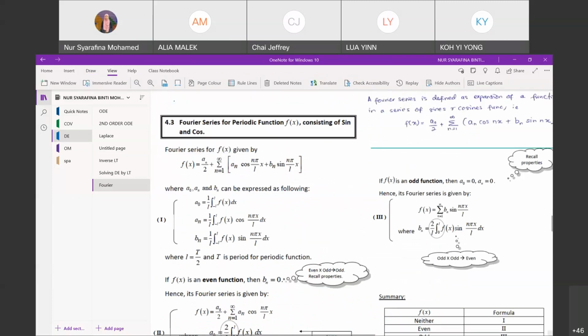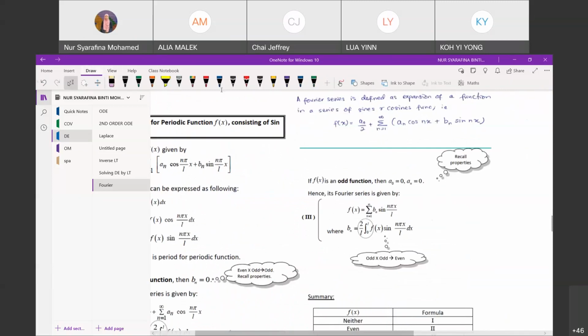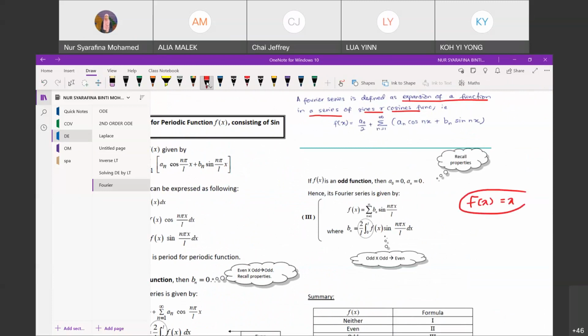What is Fourier series? Fourier series is defined as an expansion of a function in a series of sines and cosines. So we have a function, let's say f(x) equals x. This is just a function. Then this function can be expanded into this series in terms of sine and cosine. So how? Let's try to discuss this.